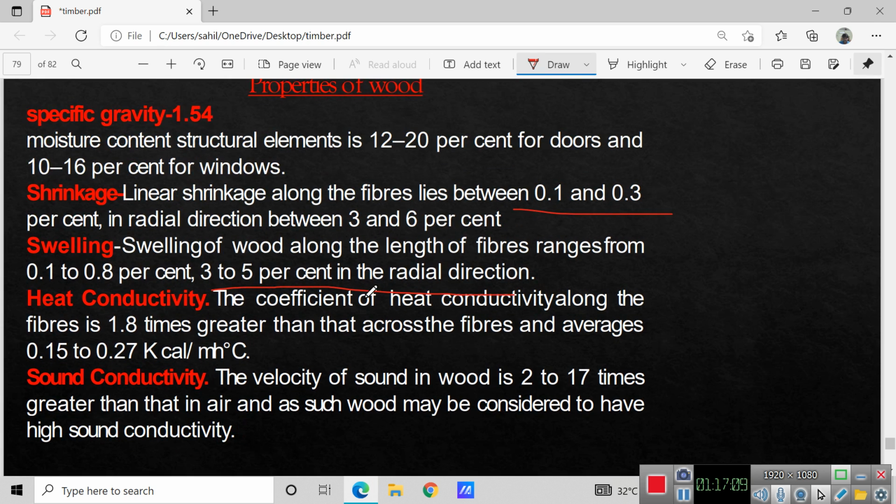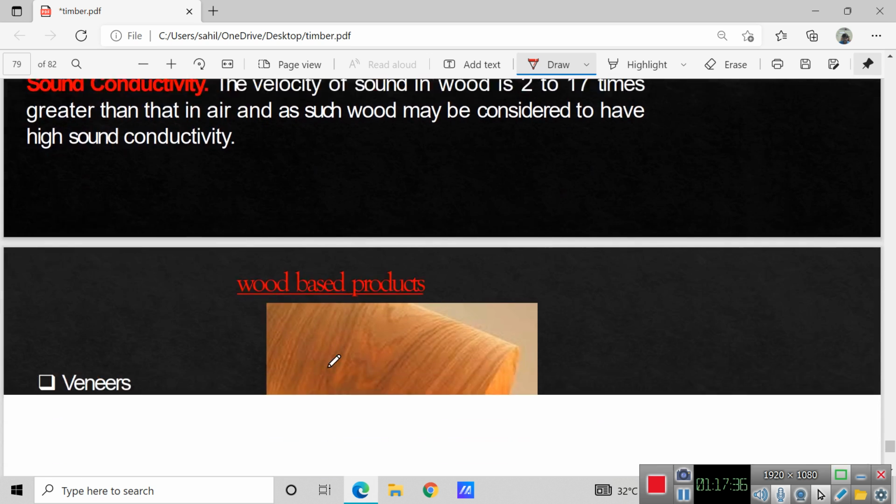Heat conductivity: the coefficient of heat conductivity along the fibers is 1.8 times greater than across the fibers, and the average is 0.5 to 0.27 kilocalorie per meter hour degree centigrade. Now, sound conductivity: the velocity of sound in wood is 2 to 17 times greater than that in air, and as such wood may be considered to have high sound conductivity.